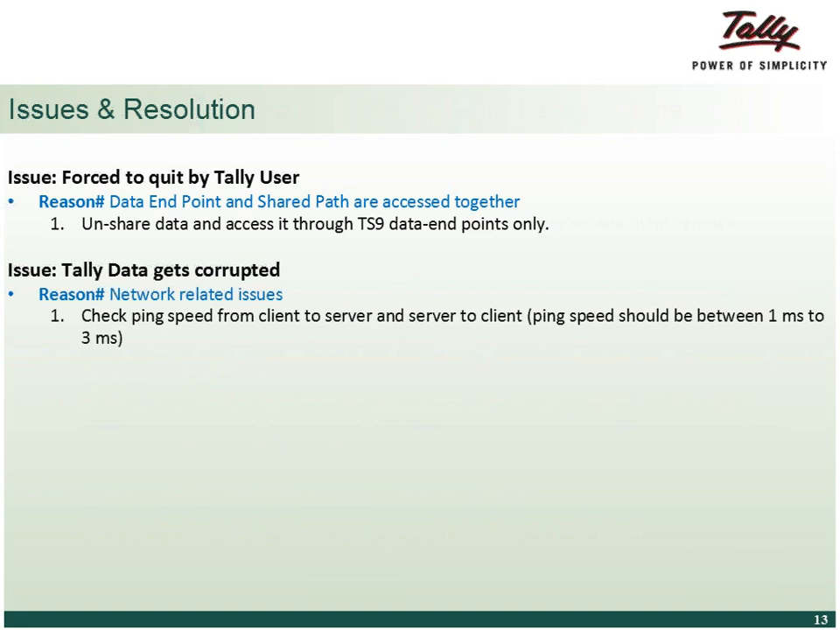So whenever there are network related issues, you need to check the ping speed from client to server system and server to client, and you should ensure that ping speed between both the systems should be between 1 ms to 3 ms only. If there are variations, you can check with your network administrator and you need to ensure that it should ping at the rate of 1 ms or equal to 3 ms.